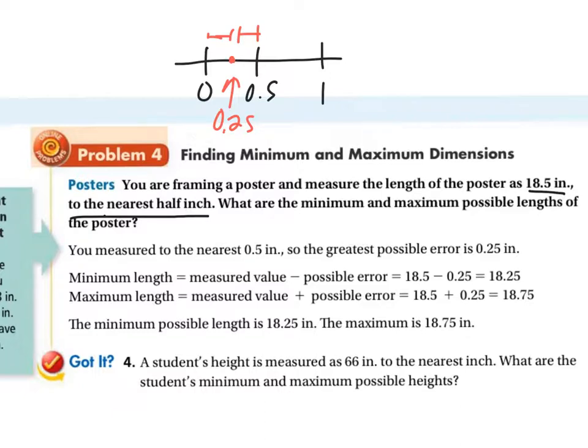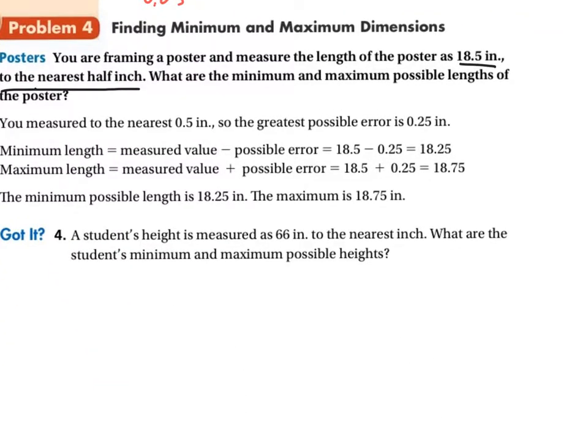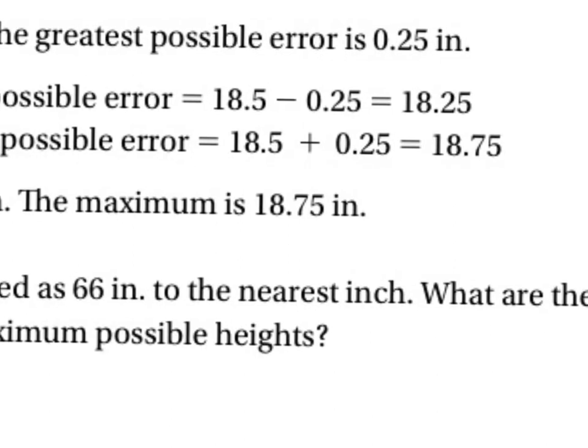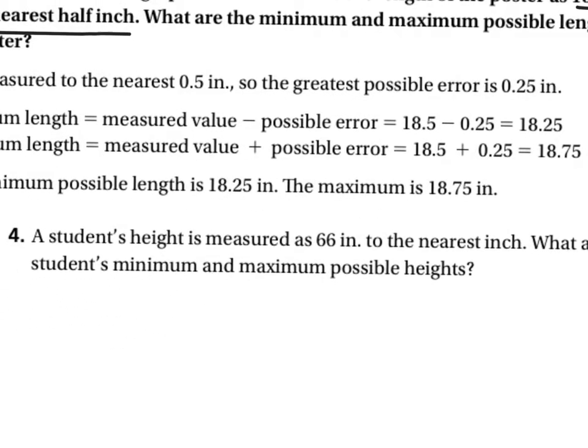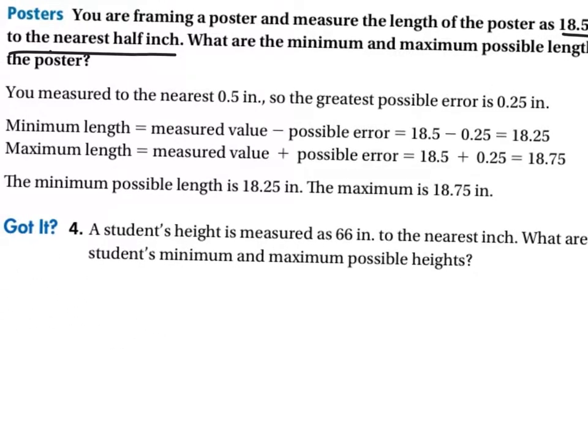So for the minimum length, we need to subtract that off. If you subtract that from the 18.5 you measured, it would be 18.25. If you add it on, it would be 18.75 inches. So minimum 18.25, maximum 18.75.